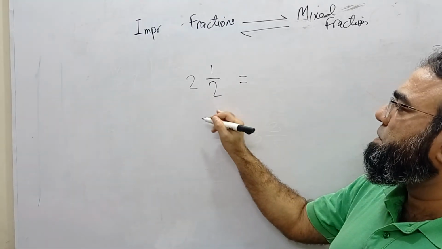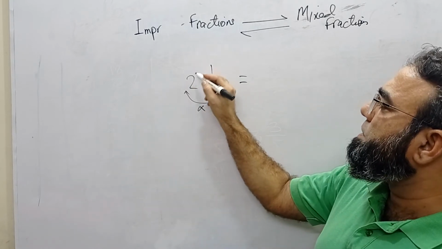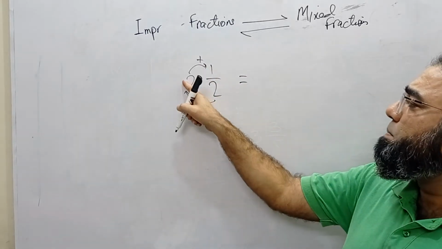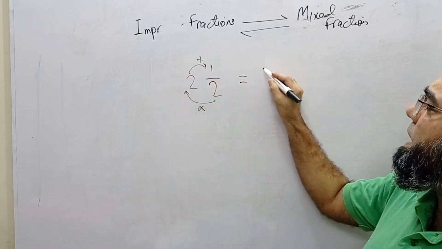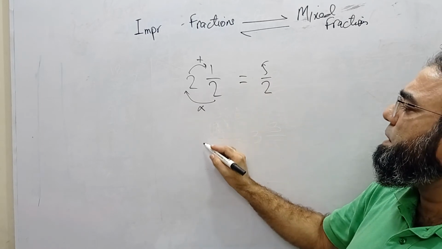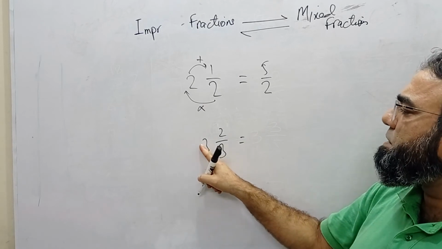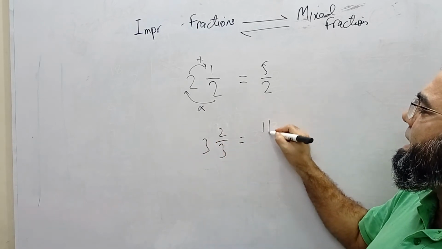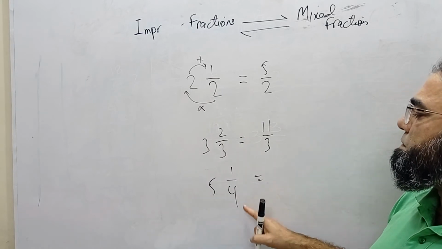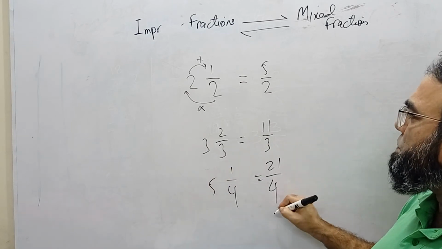Now there is a desi method. We just say that this 2 times 2, you just multiply these two together, and to the result you add this 1, the numerator. So 2 times 2 is 4, 4 plus 1 is 5, okay? So this is going to be 5 over 2, okay? Similarly, suppose you have 3 whole 2 over 3. So this is 3 times 3 is 9, 9 plus 2 is 11 over 3. Suppose you have 5 whole 1 over 4. This is 4 times 5 is 20, 20 plus 1 is going to be 21 over 4.